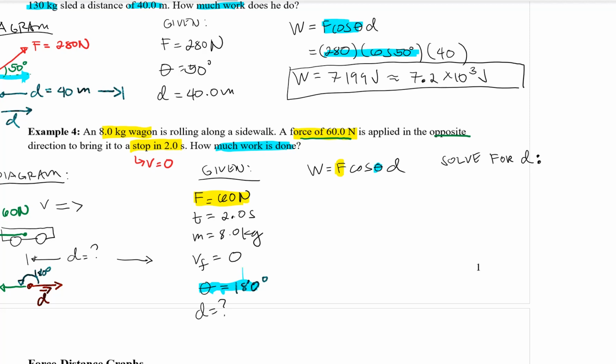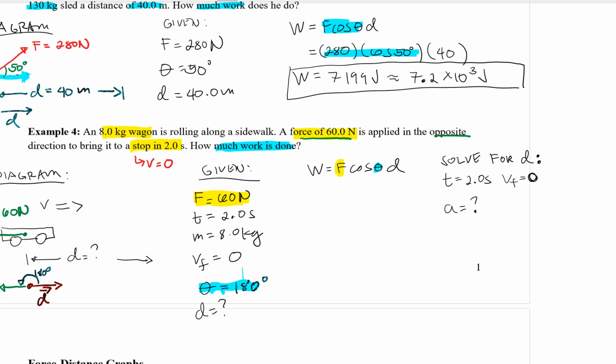So how do we solve for d in this case? Well, what we have is the time, which is equal to 2.0 seconds, and I'm given also the final velocity of 0. However, acceleration is not given.